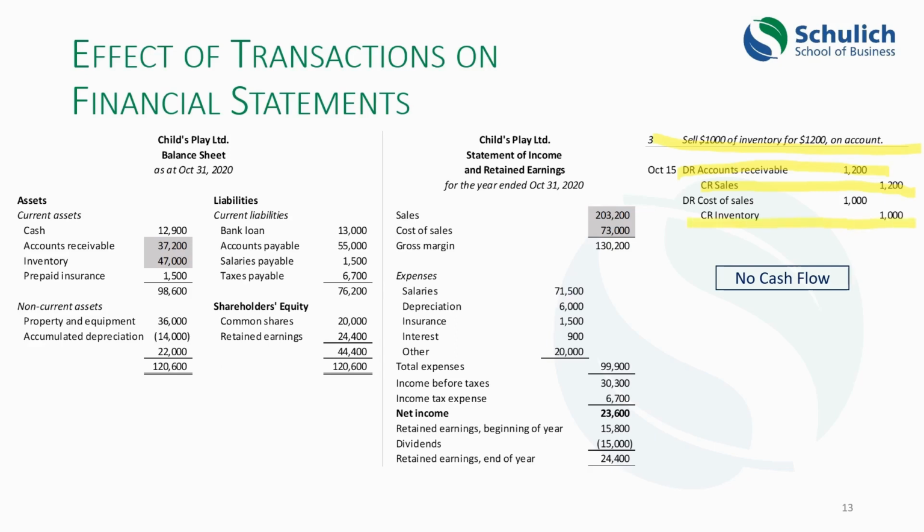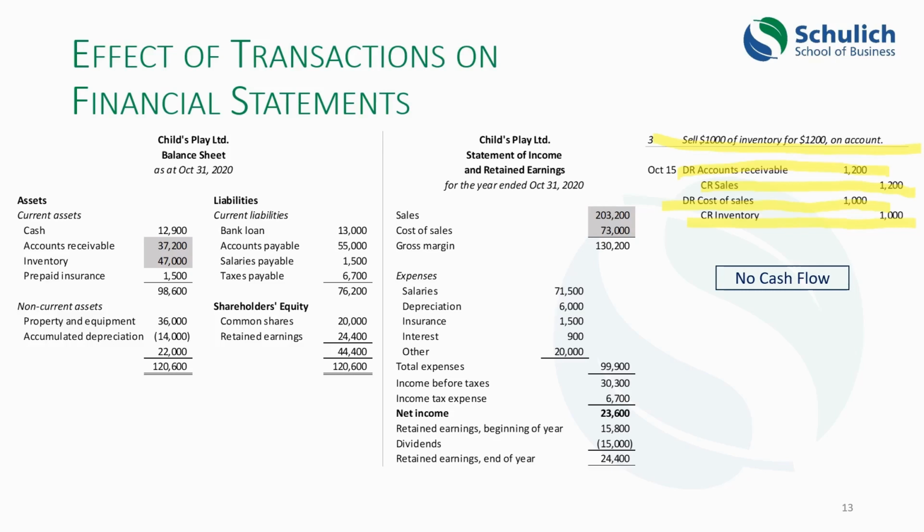We have $1,000 worth of inventory leaving the building. So the inventory is going down. And we have a cost of sales. Now, cost of sales is an expense account, right? So revenue accounts, because they increase retained earnings, are credit accounts. Expense accounts, because they decrease retained earnings, have a normal balance of a debit. So we have a reduction of inventory and an increase in cost of sales, right? So the debit to cost of sales is an increase, credit to inventory is a reduction.